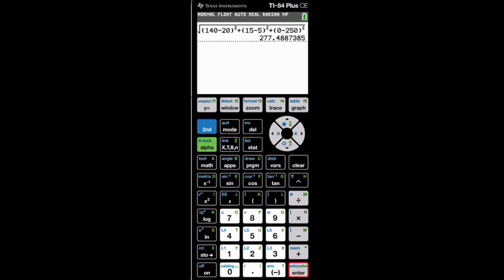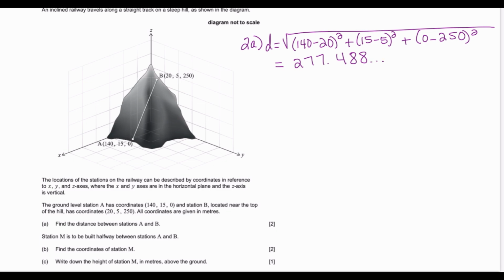On the exam, you would have gotten 1 point for attempting to substitute into the 3D distance formula, 1 point for your actual answer. And on the exam, you honestly don't have to write every single decimal value because you're going to round to 3 significant figures. And don't forget your units here are meters.